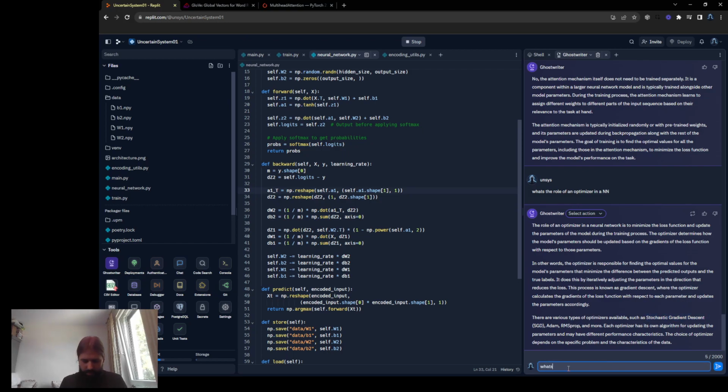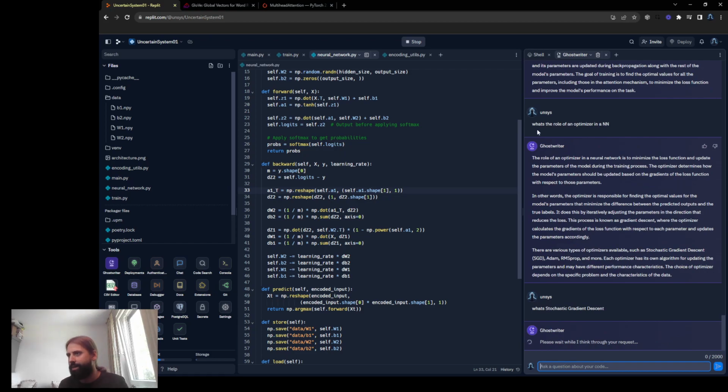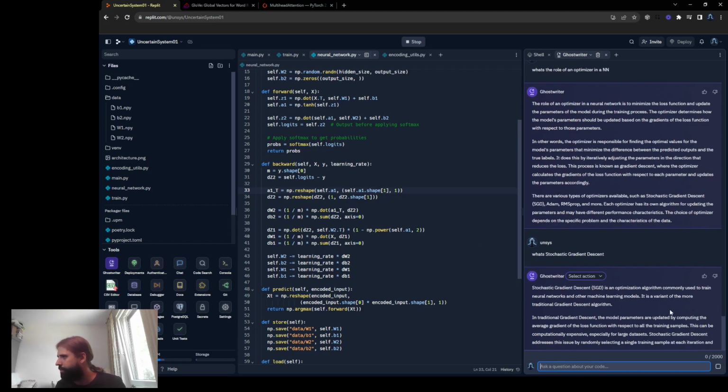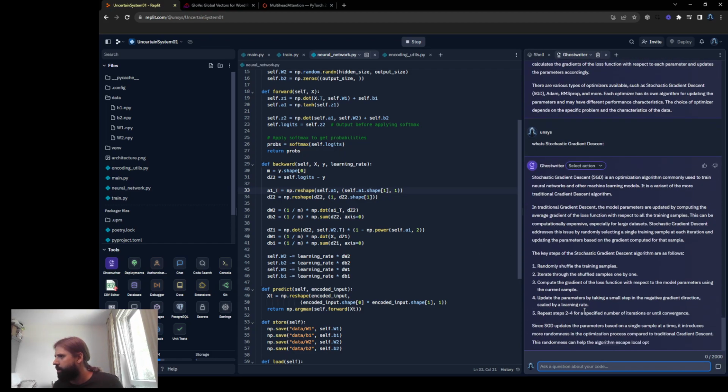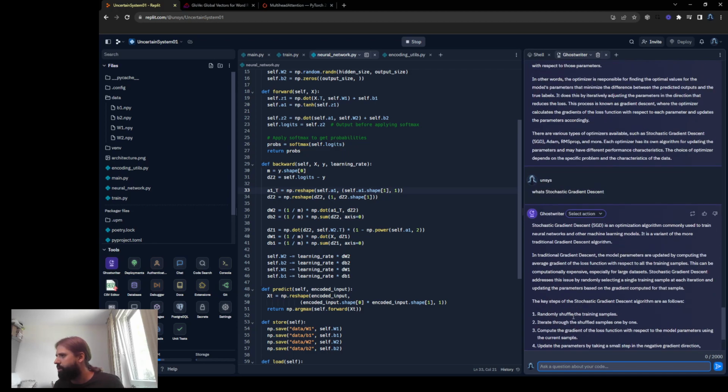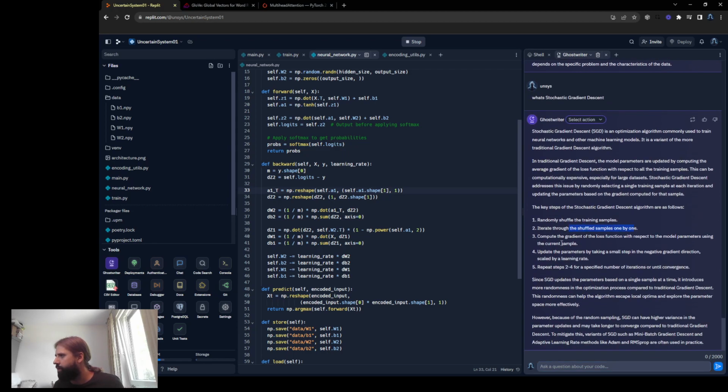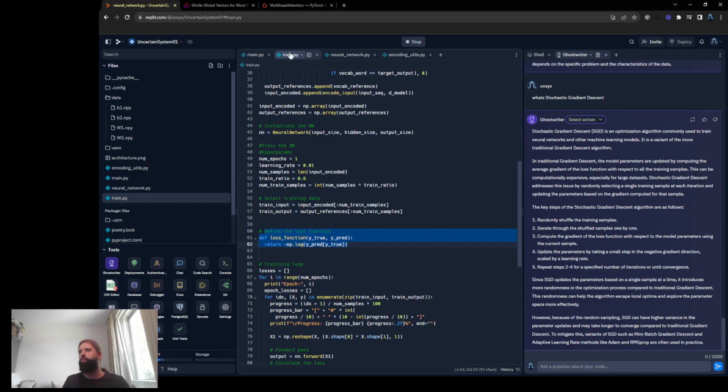I guess that's what it's doing, right? Basically shuffle training samples, iterate through the shuffled samples, compute a gradient of the loss function. That's the thing, right? So the gradient of the loss function with respect to the model's parameters. That's what I'm missing. I'm not so sure if that is the right thing to do with respect to this loss function. You know what I mean?